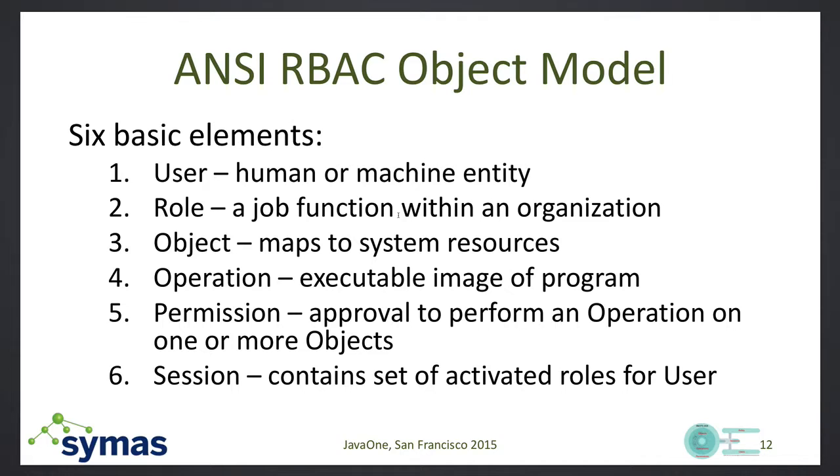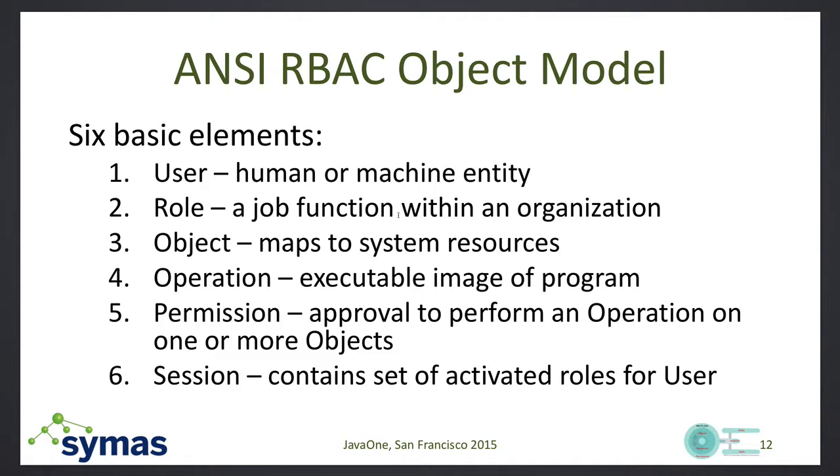The object model is quite simple. The user is present in every system, and we know what that is. The role is a many-to-many mapping between users and permissions. And permission is a mapping between an object, which is a system resource like a page, file, or a table, and an operation, which is an executable image of a program, add, update, delete, or search.